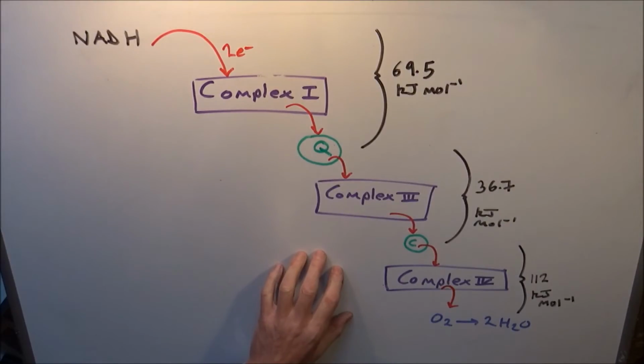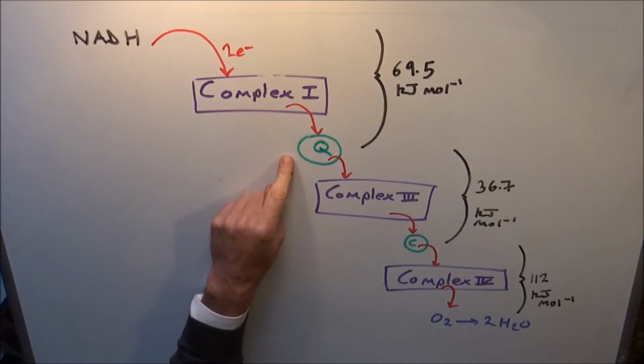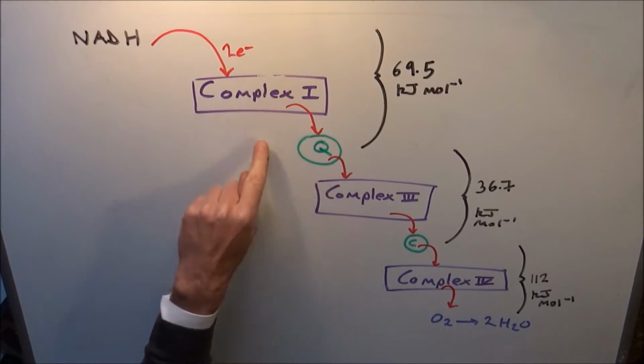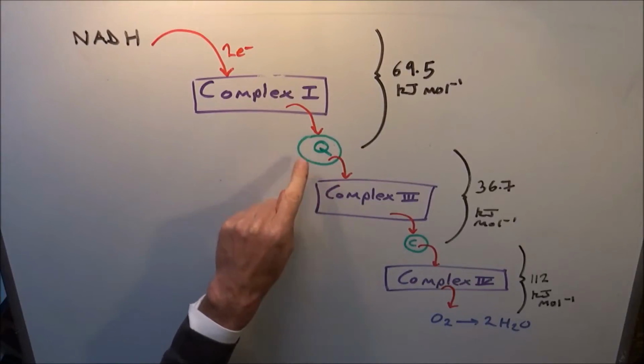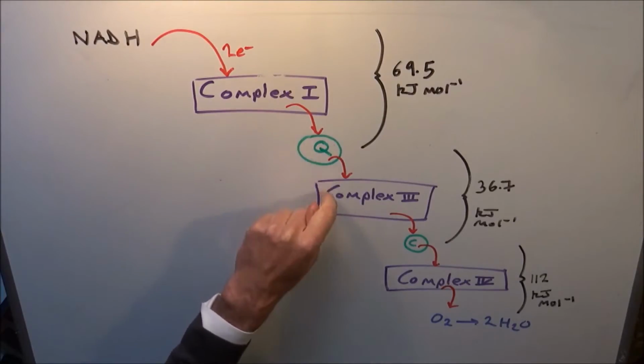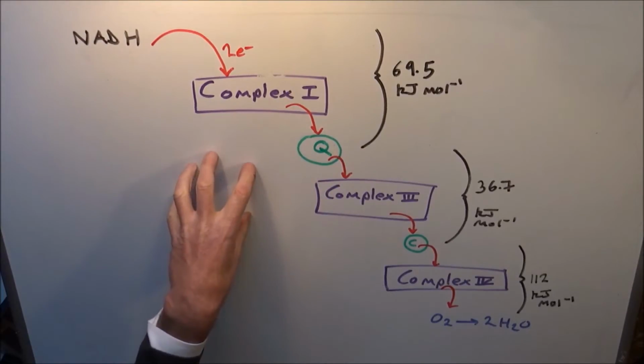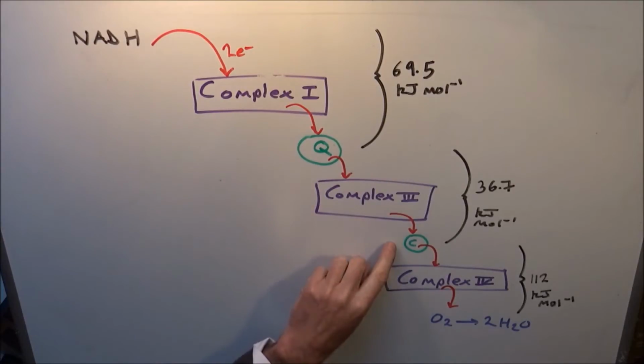As well as the complexes, you have some smaller components. Q is an organic molecule which can move around in the membrane, and it shuttles electrons from complex 1 to complex 3, and also with complex 2 here. Cytochrome C is a relatively small protein, a heme protein, so it contains an iron ion which is in a similar environment to the iron in hemoglobin.